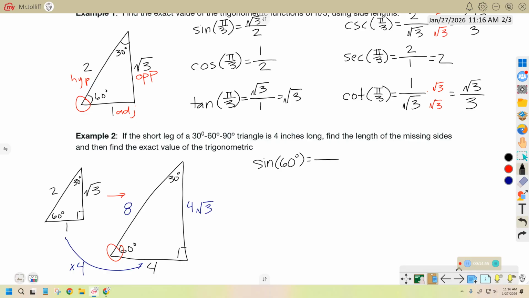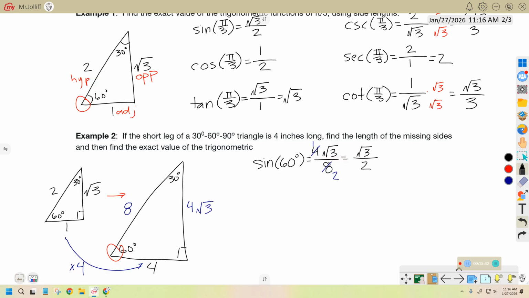What is the opposite side to 60 degrees? 4 square root 3. What is the hypotenuse? 8. Can I simplify that? Yeah. 4 goes into 4 once. 4 goes into 8 twice. I swear I know how to talk. So 1 root 3 is root 3, and the bottom is 2. What did we get for sine in the first question? Yeah, root 3 over 2.